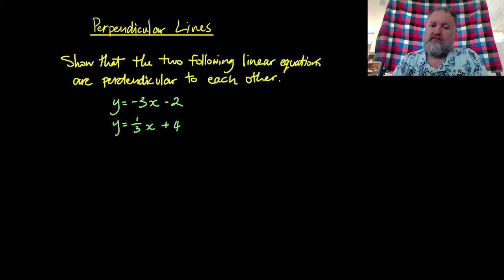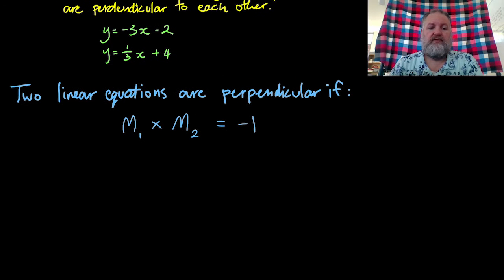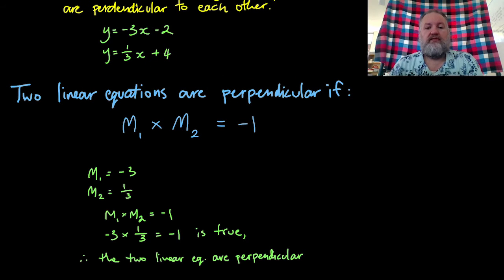If we want to know if two lines are parallel to each other, that's easy. But perpendicular, well, we need this little equation here. Two linear equations are perpendicular if, when you multiply their two gradients, it will equal -1. So for this instance, we've got our m1, which is -3, and our m2, which is 1/3. When you multiply the two of them together, you get -1. Therefore, this is proven to be true, and the two linear equations are perpendicular to each other.